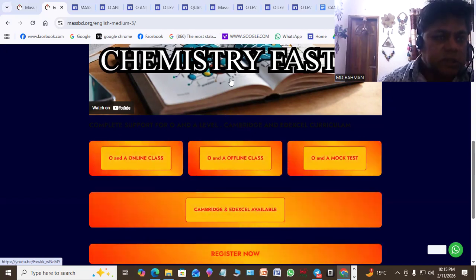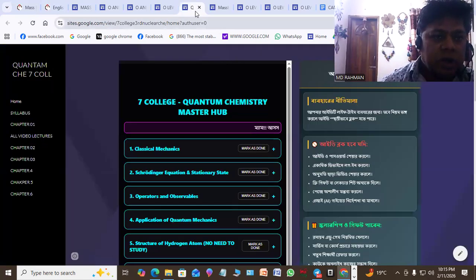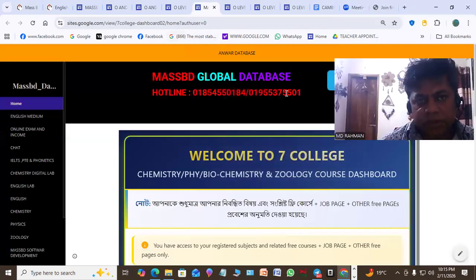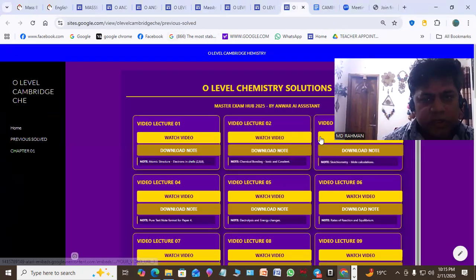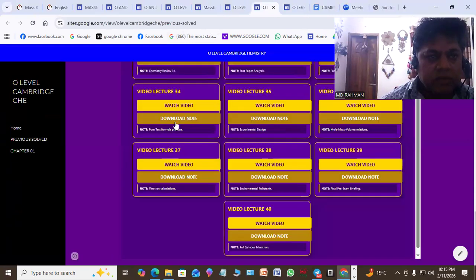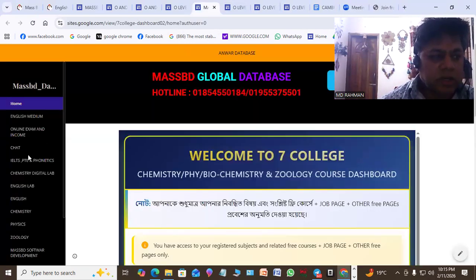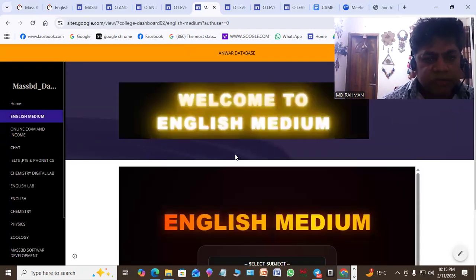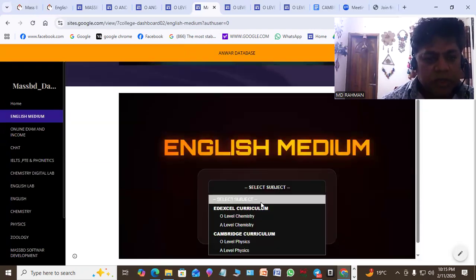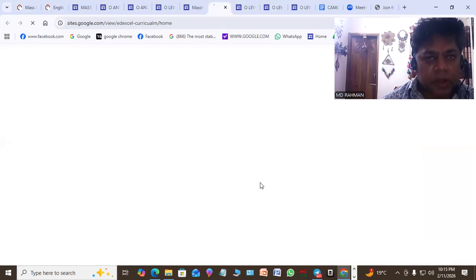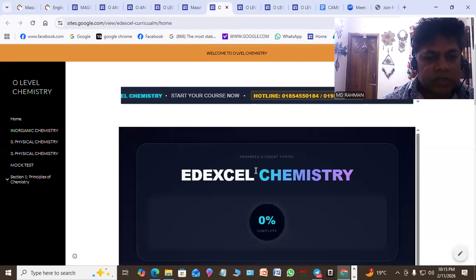So let's start. When you register on this website, everything is stored in the database. Any learner will get this type of interface. Then we go to the English medium. After coming here, we will select the level and the curriculum, then go to level, and then we will get the interface like this.